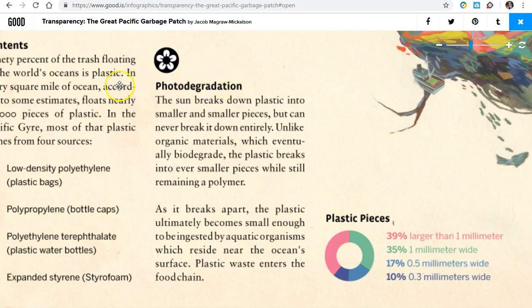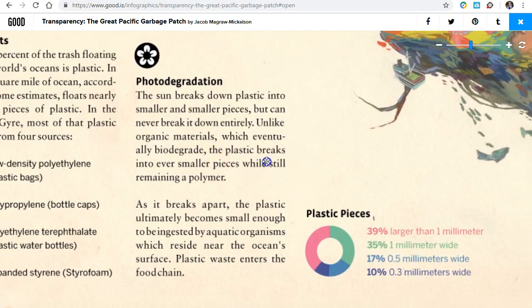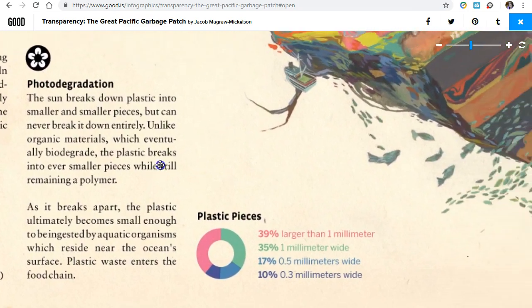Photodegradation. What does photo mean? Picture, and it also means light, right? Yep. So the sun breaks down plastic into smaller pieces, but it can never break it down entirely. Unlike organic materials, which eventually biodegrade, the plastic breaks into even smaller pieces while still remaining a polymer. As it breaks apart, the plastic ultimately becomes small enough to be ingested by aquatic organisms, which reside near the ocean's surface. Plastic waste enters the food chain.